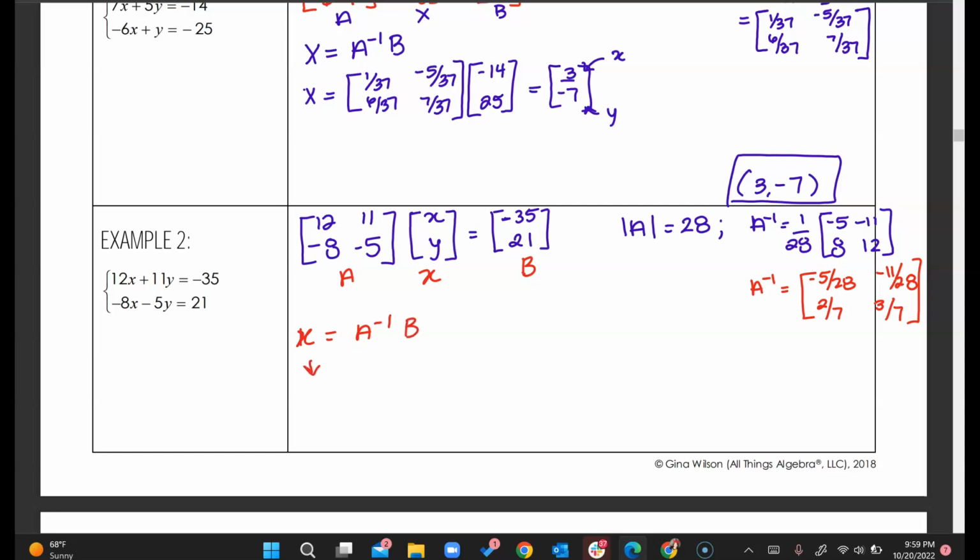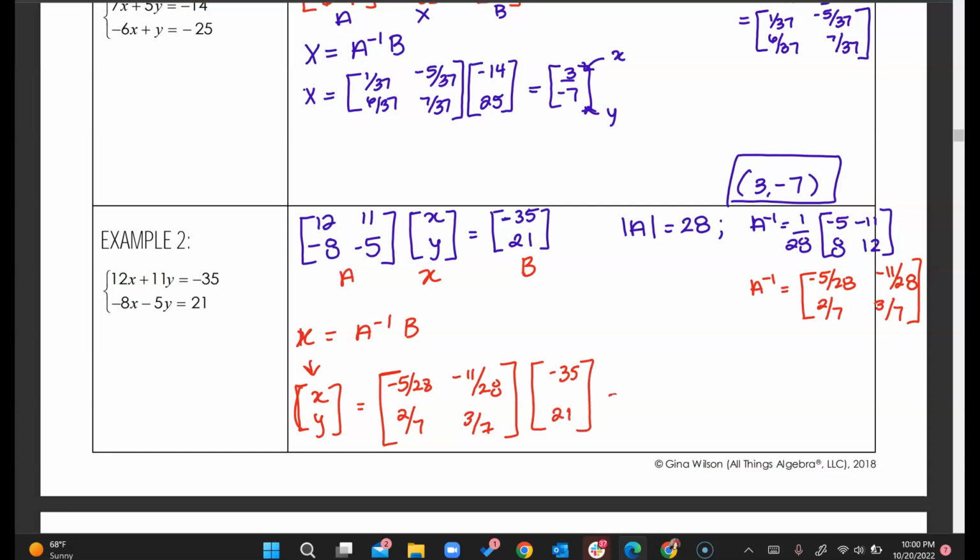And remember, if it helps, X is the matrix X comma Y. And so that's going to equal our A inverse, -5 over 28, 2 over 7, -11 over 28, and 3 over 7. And we're going to multiply that by B, -35 over 21. At this point, if you'd like, you can use the calculator. We can plug this into the Desmos matrix calculator.